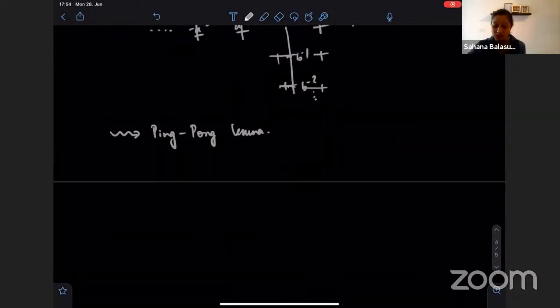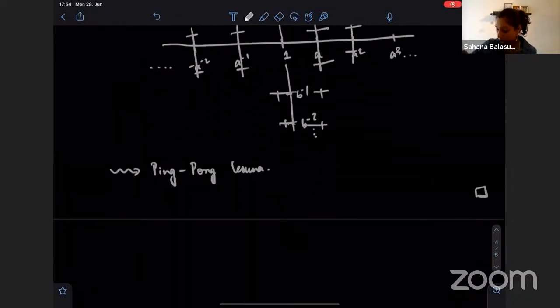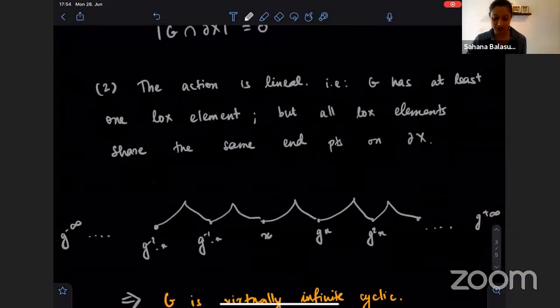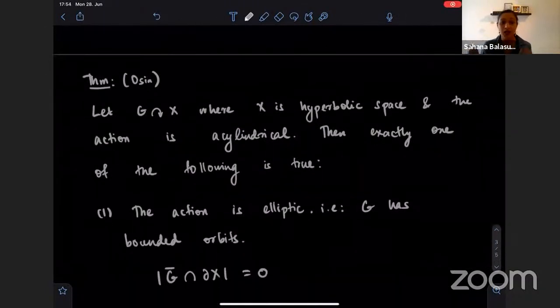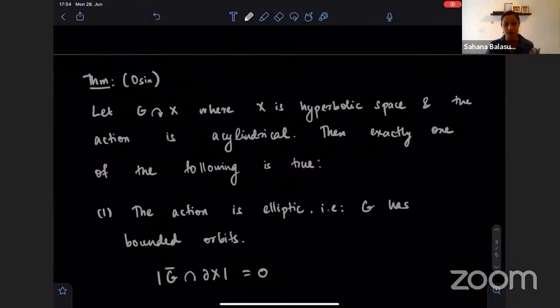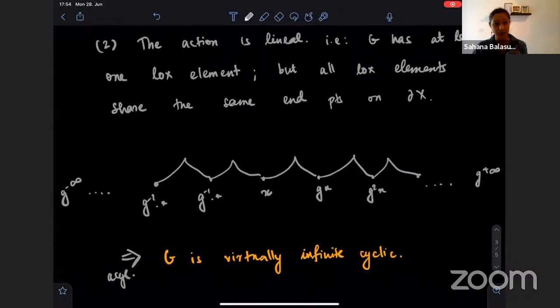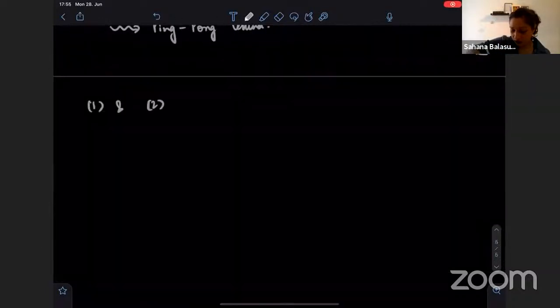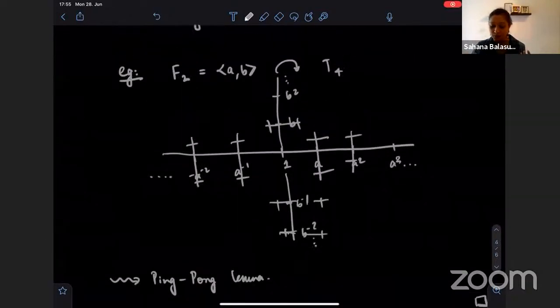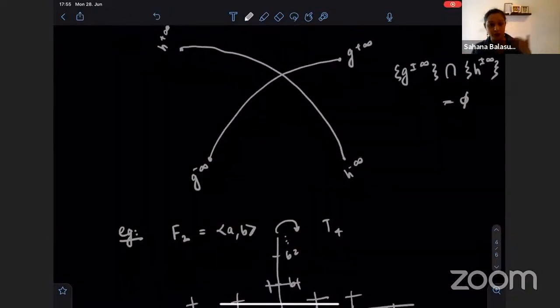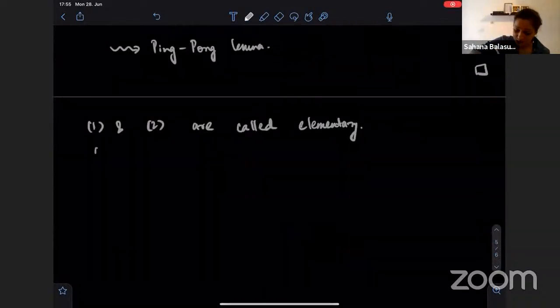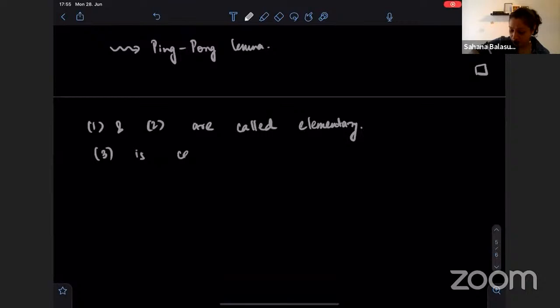Okay, but what does this tell us? This is the end of the theorem. But this is telling me that if my group acts acylindrically on some hyperbolic space, I have extremely strong control of what the action looks like. Either the action is elliptic or the group is virtually cyclic. And these two cases, cases 1 and 2, are called elementary actions. Or at the other end of the spectrum, you have this very wild behavior where you have lots and lots of free subgroups. And this is what is called a non-elementary action.